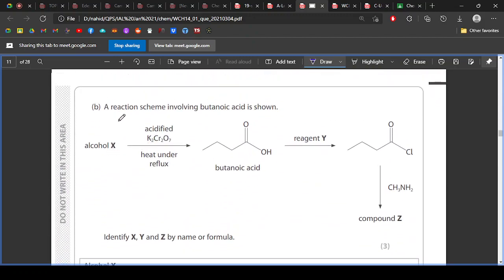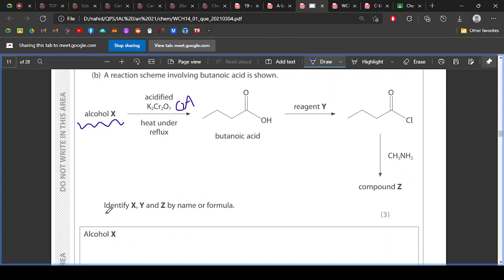And then part B, they say a reaction involving butanoic acid is shown. So you take a specific alcohol and you add potassium dichromate, which is an oxidizing agent. This alcohol gets converted to butanoic acid, and there's a bunch of reactions going on. In this part, they're saying identify X, Y, and Z.